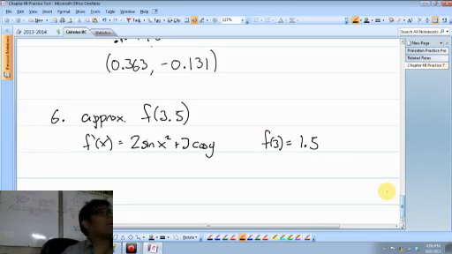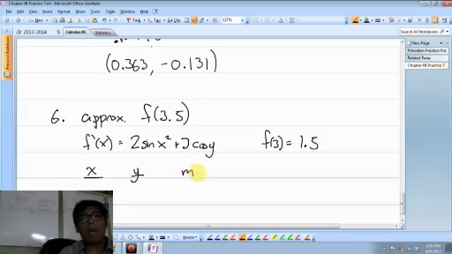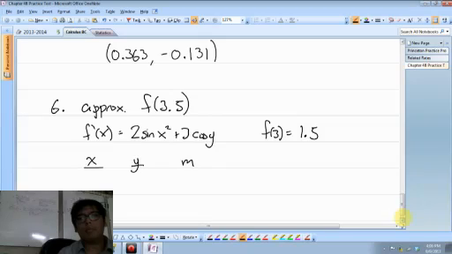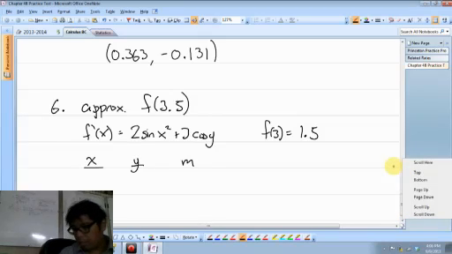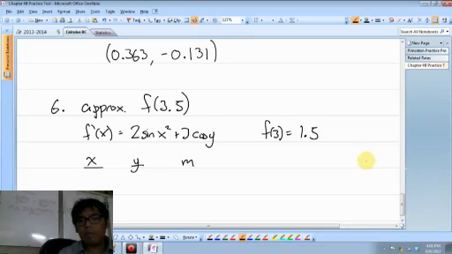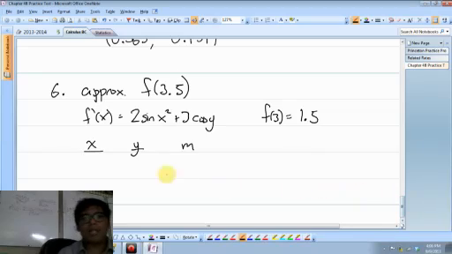So it's a tangent line approximation, so we'll need the equation of a tangent line. We'll have to know an x, we'll have to know a y, we'll have to know an m. This problem nicely just tells you x and y. Tells you x and y are those 2 values.